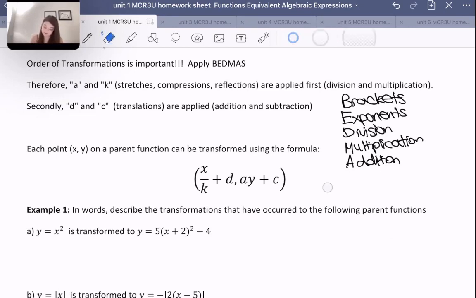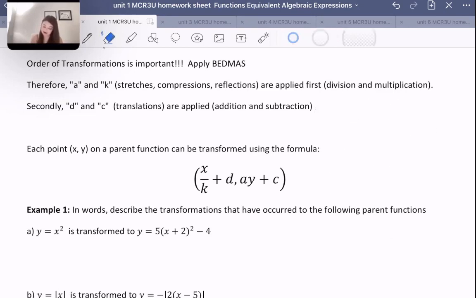So let's say, for example, that you were told, oh, we have the point 3, 5, transform that point using the transformations. Now, we don't actually have a question like this. We don't actually have the transformations, so we couldn't actually do this just yet. But here they're saying, okay, whatever the k value is, we take the x value, we divide by k, then we add d, and then for y, we do a times y, so a times 5, and then plus c, essentially.